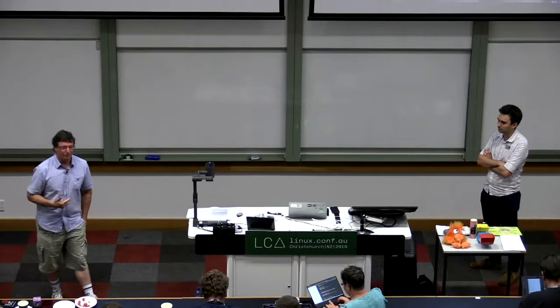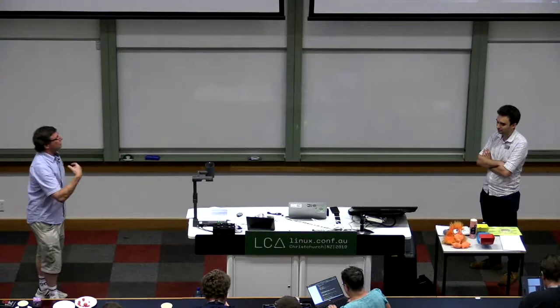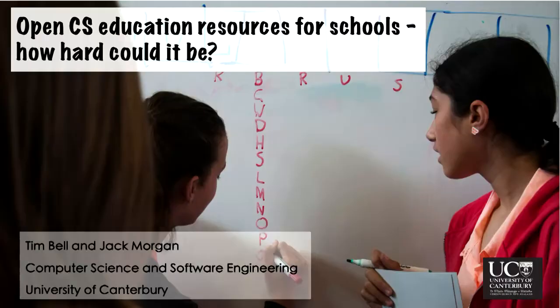I kept on being invited back, and I'll tell you a bit more of that story later. But this is a picture of some school students in Christchurch doing computer science. What is unusual about this picture, particularly in the light of what we've just been talking about? There's no computers, and there are girls.